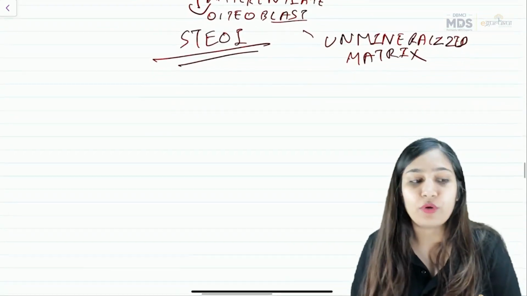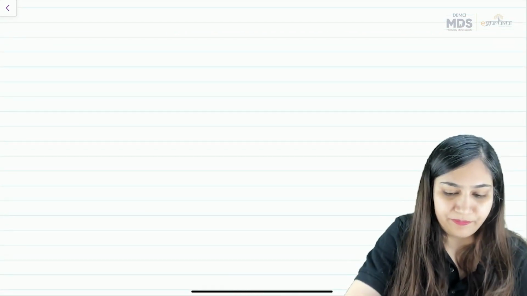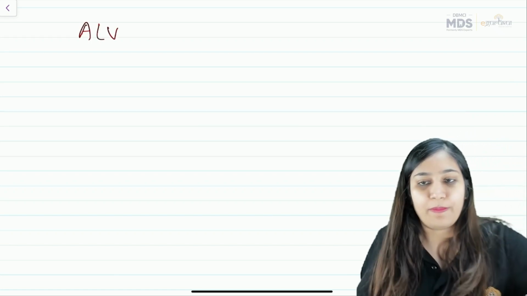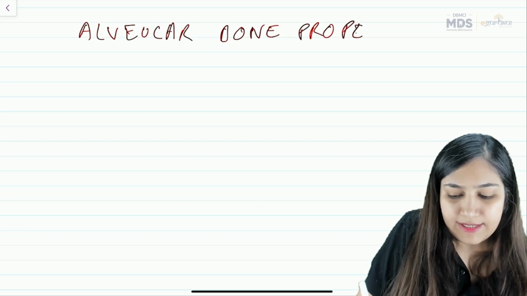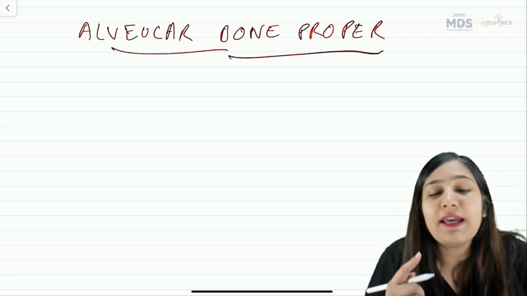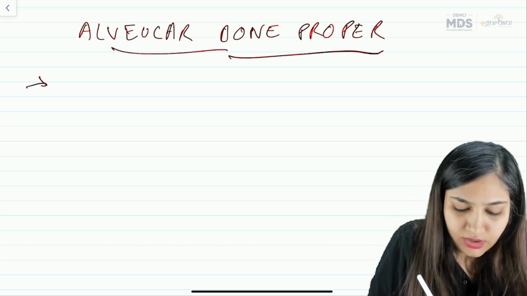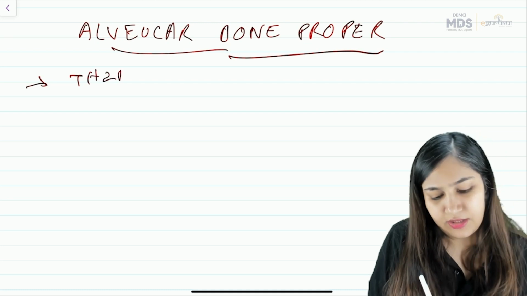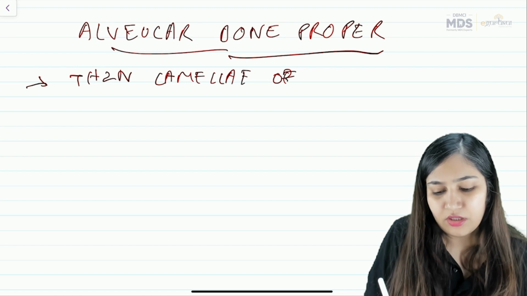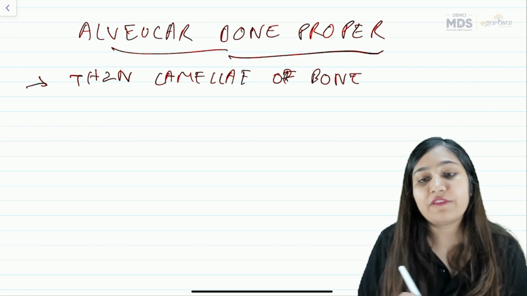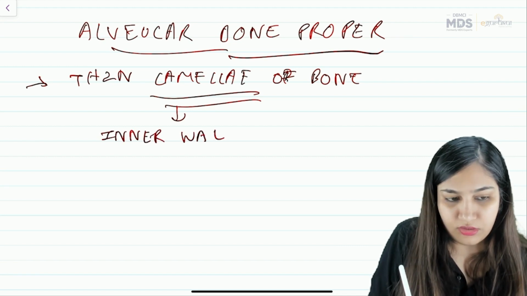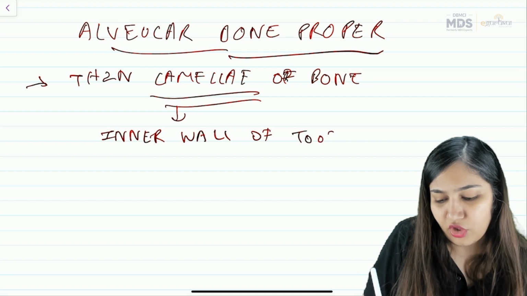Now coming to alveolar bone proper. What is alveolar bone proper? It is a thin lamella of bone that forms the inner wall of the tooth socket.